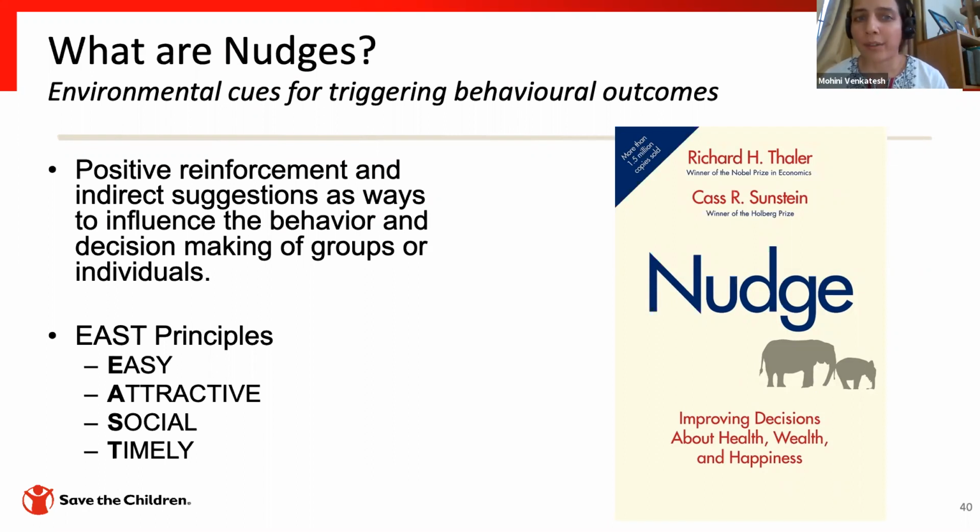And this was popularized by Professor Richard Thaler, who is a Nobel laureate, and Cass Sunstein in their book called The Nudge, which I'd strongly recommend you read if you'd like to know more about how nudges have been used in various fields, especially in behavioral economics. And it follows 4 simple principles called the EAST principles, which is keeping it very easy.